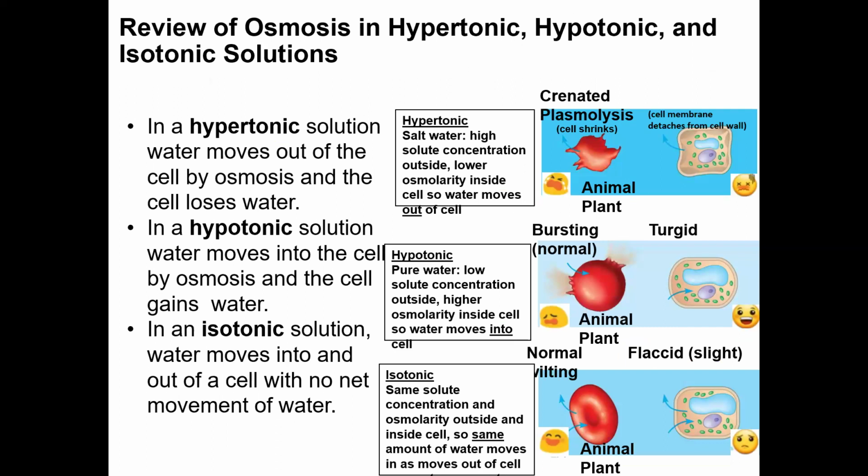So this is a little bit of a review, just explaining what I've just explained. In hypertonic solutions, the water moves out of the cell. In hypotonic solutions, water moves into the cell and then basically becomes turgid or bursts, depending on the type of cell, whether it's a plant cell or an animal cell. But if it's isotonic, it just stays okay. It's a happy cell at that point.